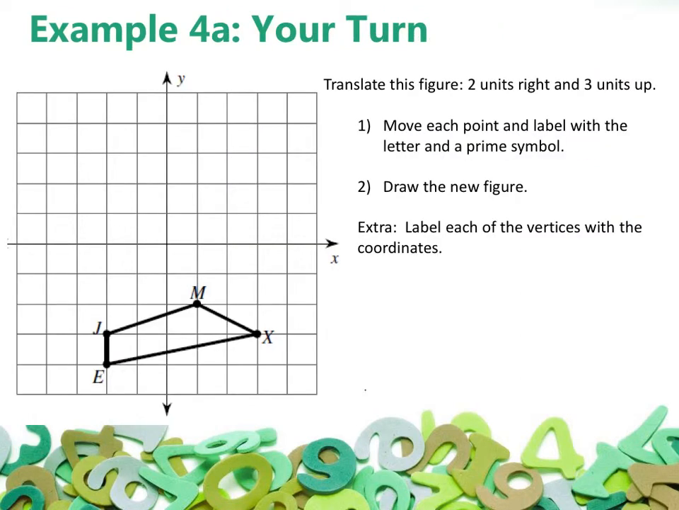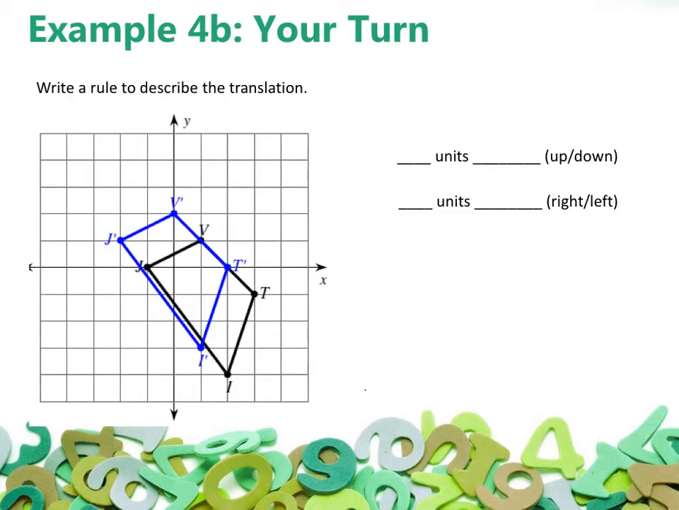You have a couple to try on your own. In this one, we're going to translate the figure 2 units right and 3 units up. Refer back to the one I did similar to this if you need to. And of course, if you have any questions, make sure you ask them in class tomorrow. Example 4b is where you have to create the rule to describe the translation. Again, if you need to, rewatch the section of the video I did on describing the translation, and then attempt this problem. If there are any questions, feel free to ask me in class tomorrow.